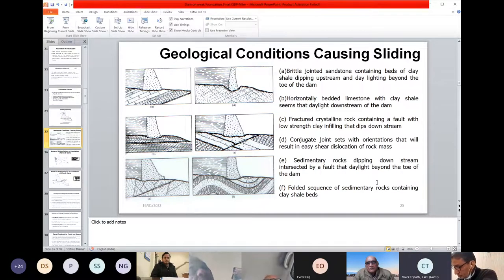So these are the different geological conditions causing sliding. The very first figure: brittle jointed sandstone containing beds of clay shale dipping upstream and daylighting beyond the toe of the dam. These formations are prone to sliding. Then the horizontal seam, clay seam, daylighting in the downstream, is also prone to sliding. C, crystalline rock containing a fault with low strength clay infilling that dips downstream. Then D, E, and the last is a folded sequence of sedimentary rock containing clay shale and bends. This is also not very favorable from the point of view of sliding.